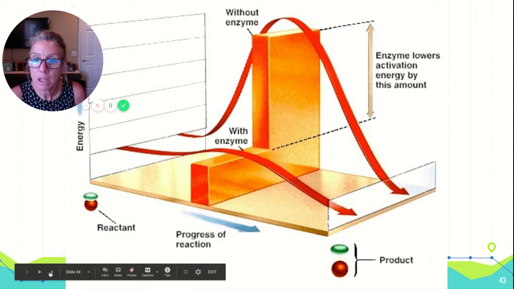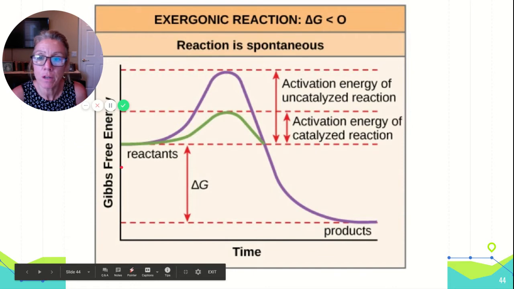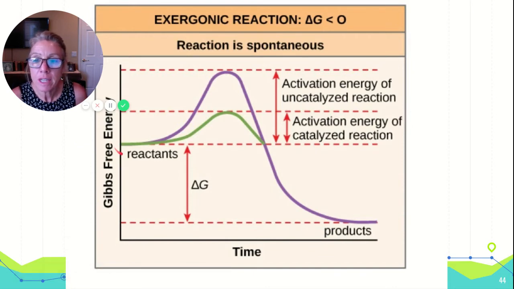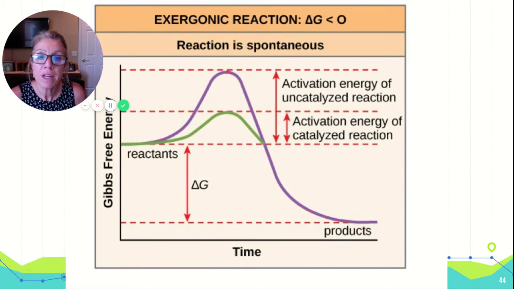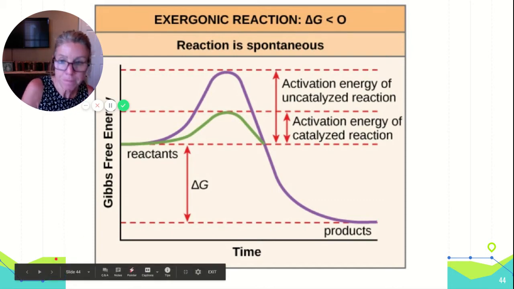So let's look here. I think I have another picture of that for you. So here is the energy of the reactant. Here is the energy of the product. Look at these two lines. The purple one is the uncatalyzed reaction. You don't have a catalyst. Our delta G is still negative. But here is with an enzyme. With an enzyme, we're lowering the hurdle and it makes that reaction more likely to go forward.